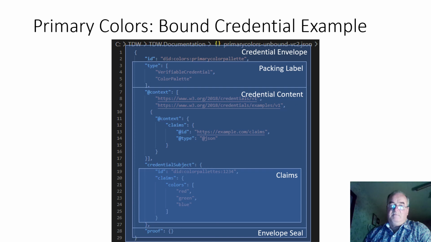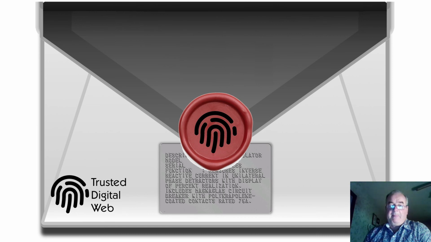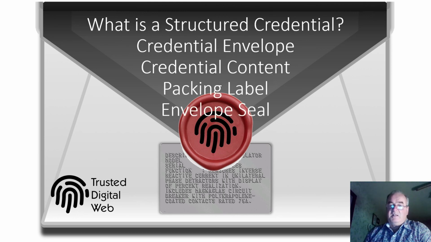That's, I guess, one of the big things that the Trusted Digital Web brings to the table in terms of really clarifying the everyday use of verifiable credentials for business documents, and by implication, I think making the model simpler for all users of verifiable credentials. So here we are. We have a verifiable data envelope because it has a seal, because it has a label, because it has content stuffed inside the envelope. And that's pretty much all you need to know about structured credentials.